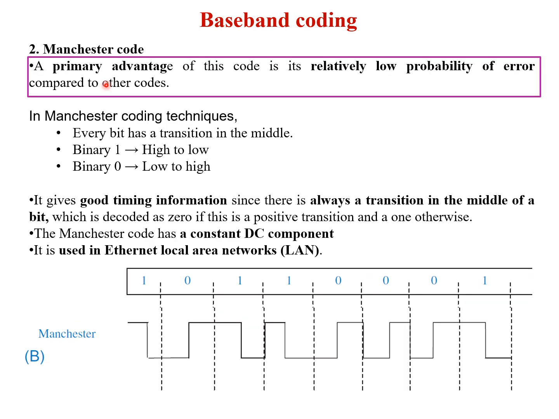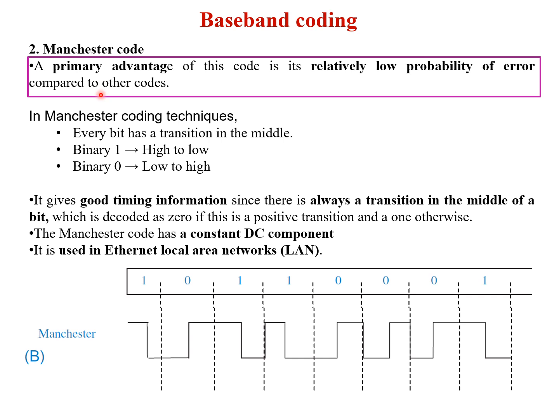Then the next one is bipolar Manchester code. The primary advantage of Manchester code is its relatively low probability of error compared to other codes. In Manchester coding technique, there is a bit transition in the middle.